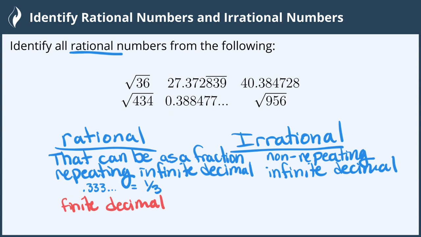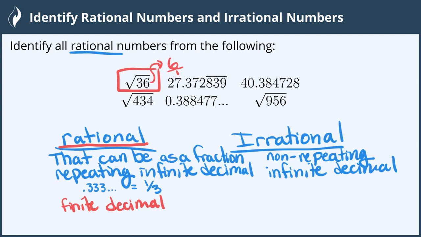The square root of 36 evaluates to the number 6. Any whole number can be written as a fraction by putting it over a 1. 6 divided by 1 is 6, and by putting it over a 1, it makes it a fraction. So this makes it rational. So the square root of 36 is a rational number.